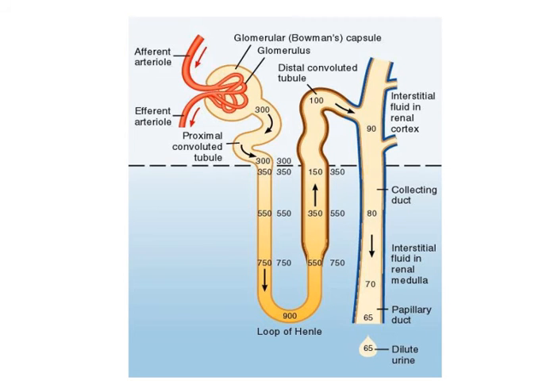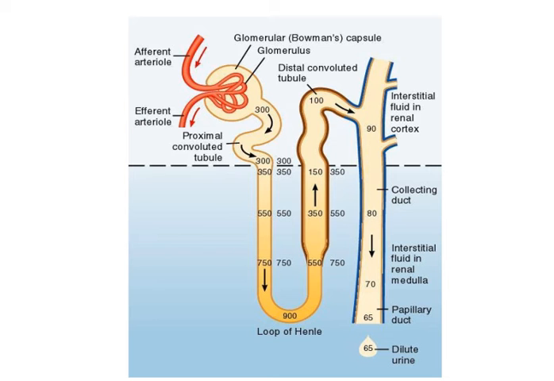So here's a larger picture of the nephron that shows what's going on with the osmolality. Remember that the osmolality of blood is around 300 milliosmoles per liter. So we can take a look at the filtrate that's entering the Bowman's capsule and moving through the proximal convoluted tubule.